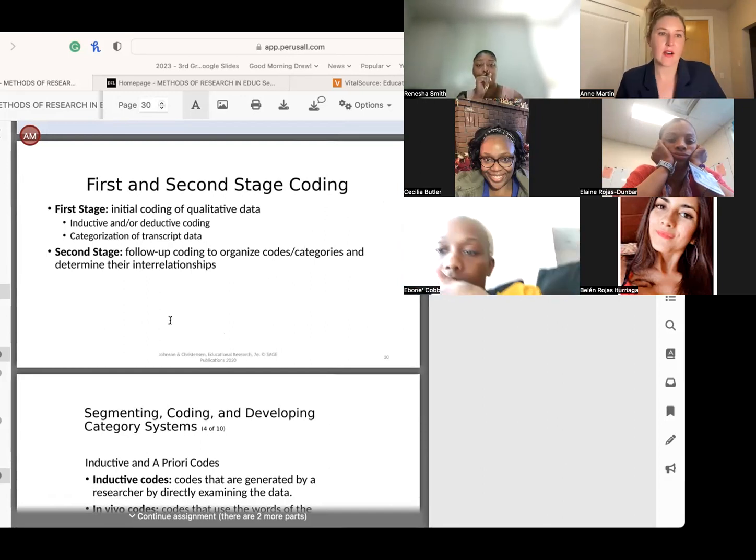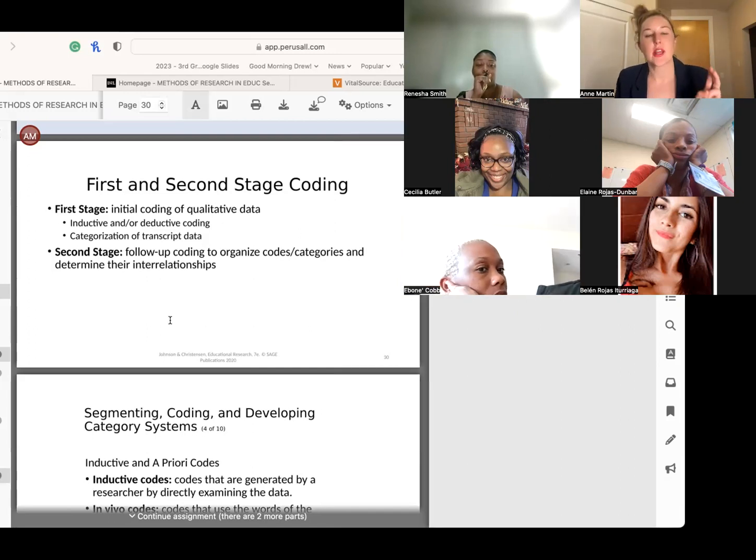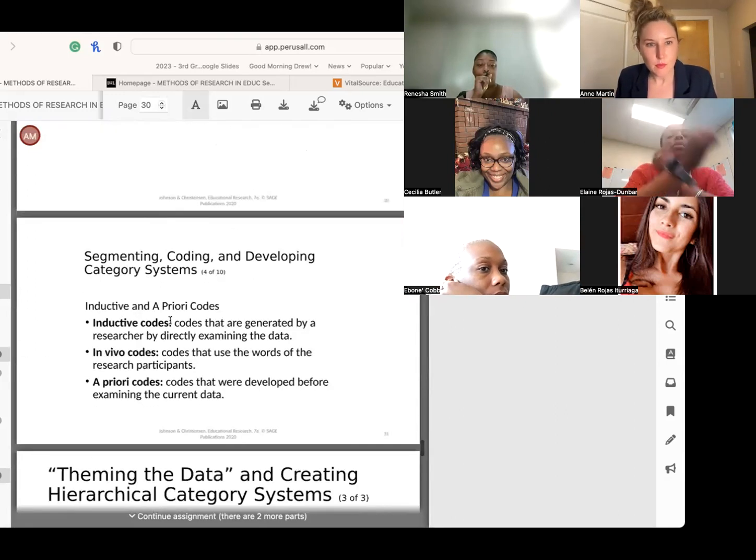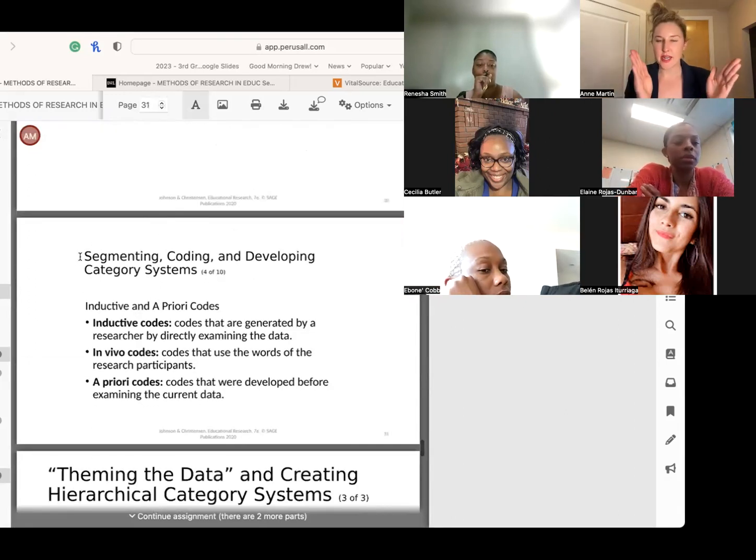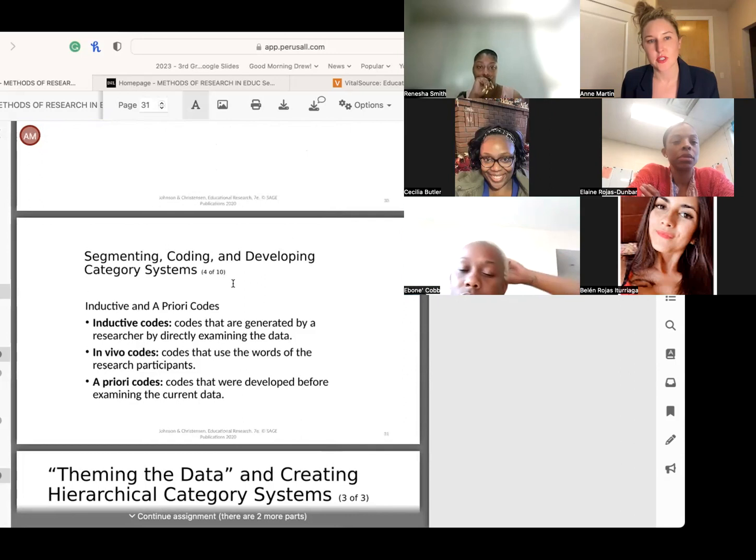And some studies have a third stage. Grounded theory has 3 stages. And then researchers are constantly going back and adding on. But in general, first stage coding and second stage. So here you can see segmenting the data, like breaking down the transcripts into shorter chunks, coding, and then developing the category system, which is the third stage.